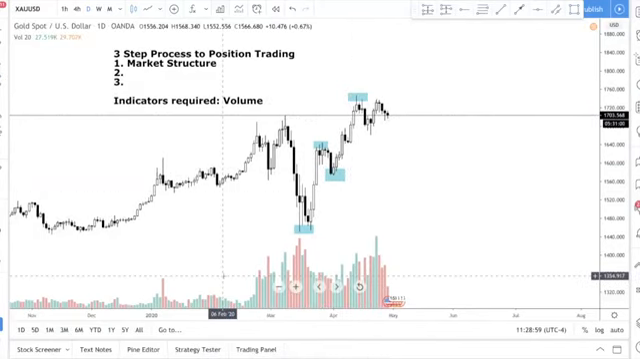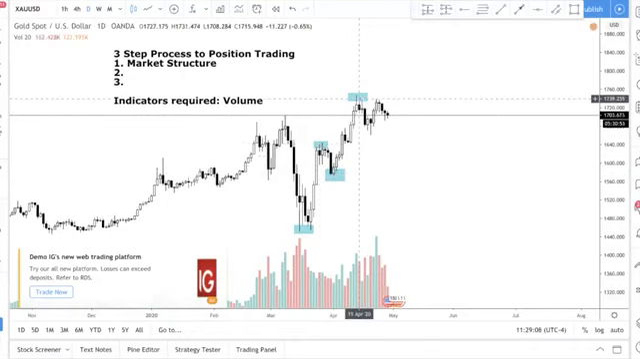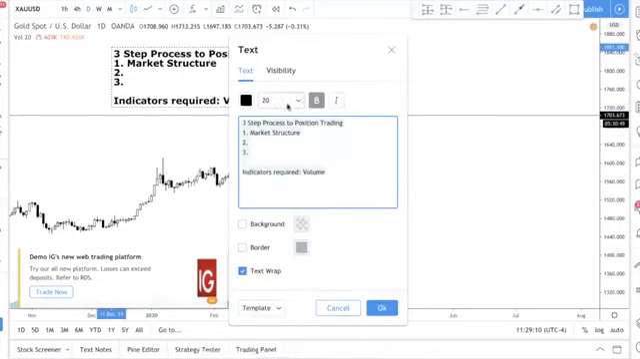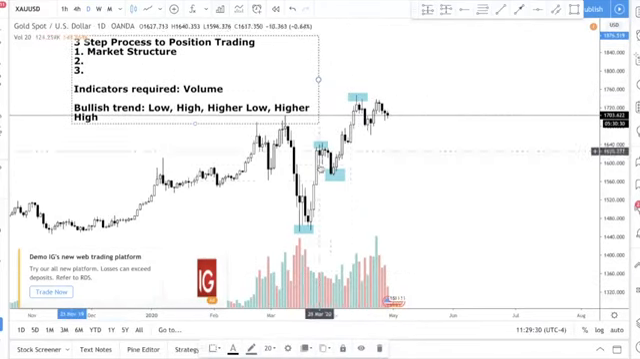In a bullish trend, what you see is you have a low, you have a high, you have a higher low, and then you have a higher high. That's the definition of an uptrend. Let me just write it down for you. Bullish trend. Because you have a low, then a high, then a higher low, then a higher high. This is the definition of a bullish trend. So you want to just identify it.